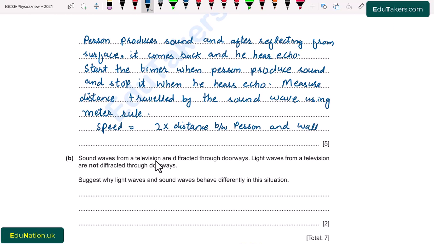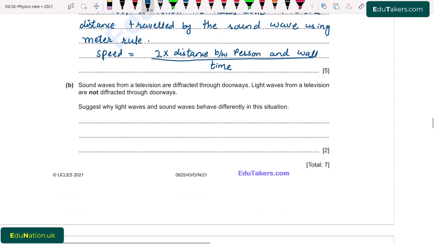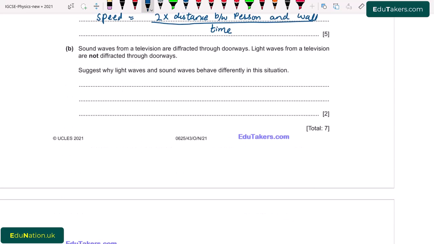And divide this total distance by time. So in this way we calculate the speed of sound. Part B. Sound waves from the television are diffracted through doorways.